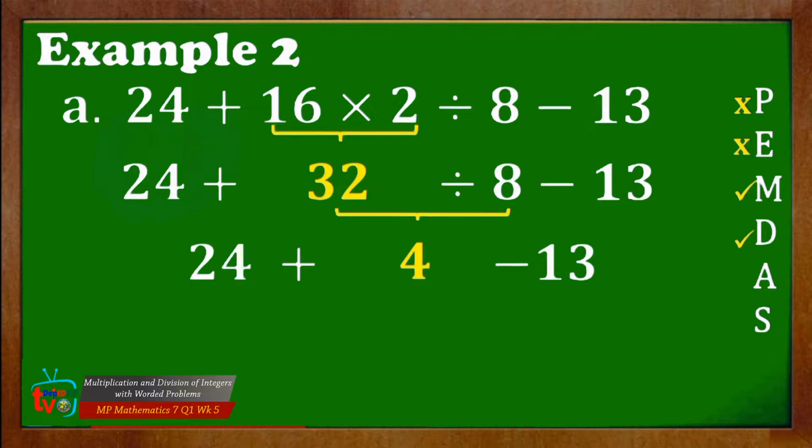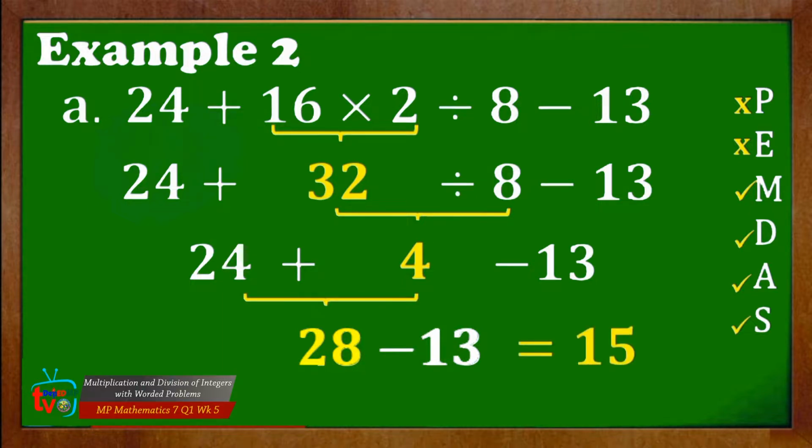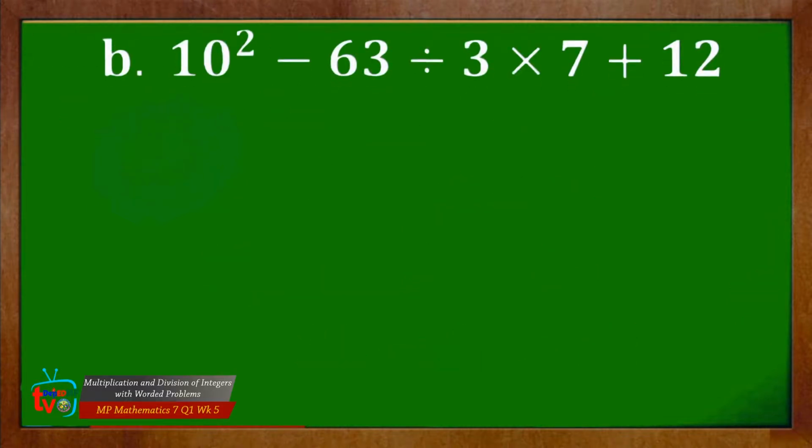Then copy 24 and 13. Proceed to addition. 24 plus 4 equals 28. And then copy minus 13. Performing the operation, 28 minus 13 equals 15. Okay, let's have another example. Perform the operations. 10 squared minus 63 divided by 3 times 7 plus 12.